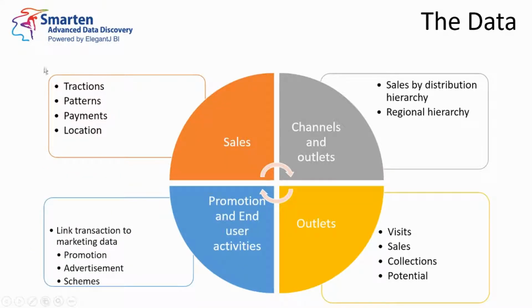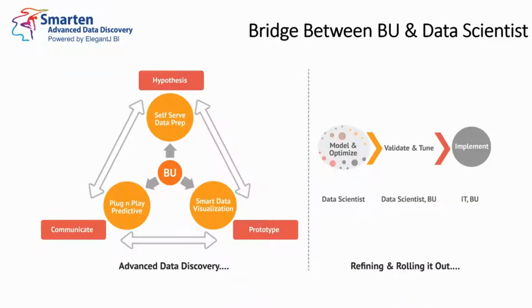So generally speaking, you will have transaction patterns, payment, location, you will have sales by distribution, you will have visits, sales, collections, and you will have linked marketing data for promotion, advertising, and schemes. And you're going to use this data to create a predictive analytics model. Now, the key advantage that we have here is that because of self-serve data preparation, building the core data is very easy for your technology or IT department, and for the users to create new modules and work on them, it's just as easy. So it works both ways.